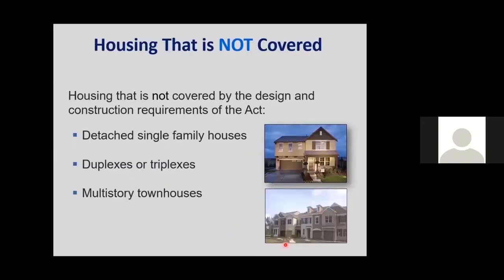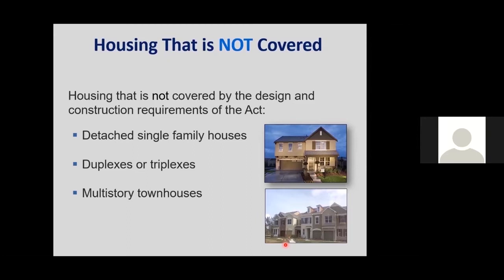Some housing is not covered. I can't stress enough, buildings with 4 or more units. So if these are detached single-family homes, it could be a brand new development that consists of 500 detached single-family homes. They will not be subject to these design requirements. Duplexes or triplexes, those terms can change meaning geographically or regionally, I'll say. A duplex or a triplex, what we're meaning here is a building with less than 4 units. Maybe it's a duplex that's 2 units. Maybe it's a triplex that's 3. If it's less than 4 in that building, it will not be subject to the requirements.